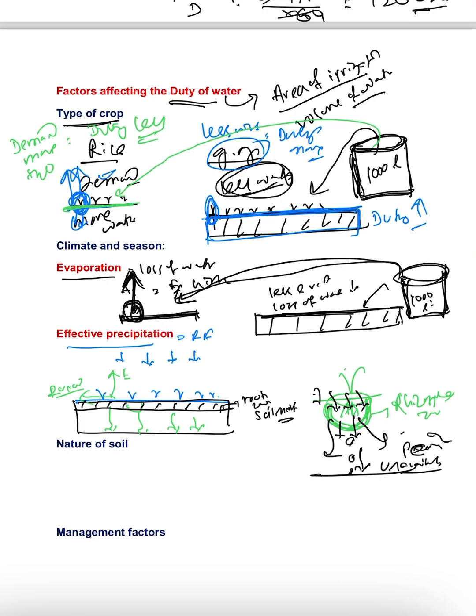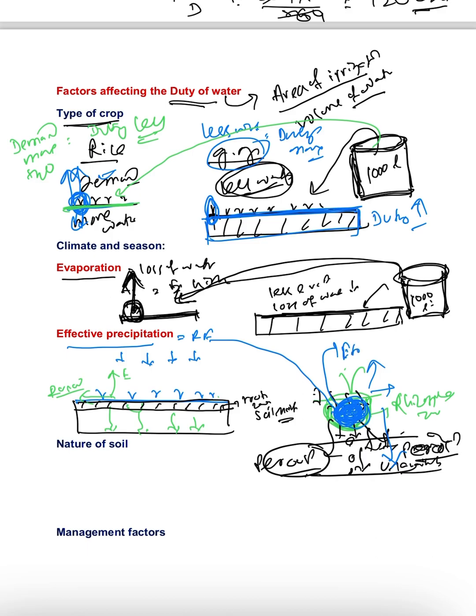Okay, sorry, this is called percolation: the vertical movement of water beyond the root zone. Whatever rainfall water remains in the root zone, the rhizosphere zone, after runoff loss, evaporation loss and percolation loss, this is called effective rainfall.